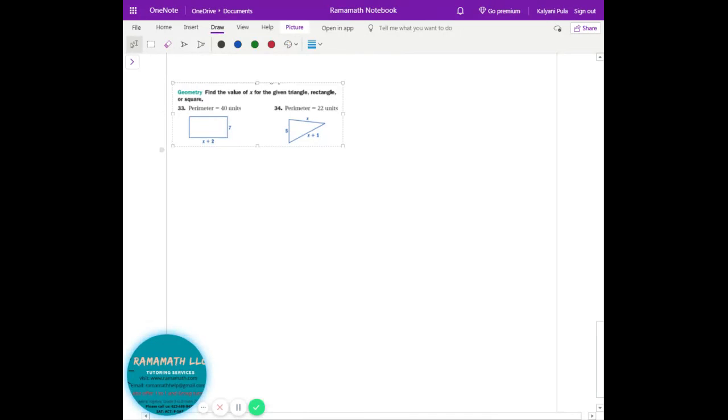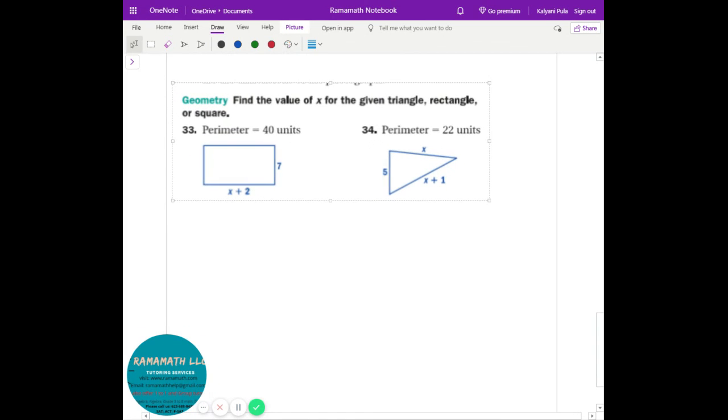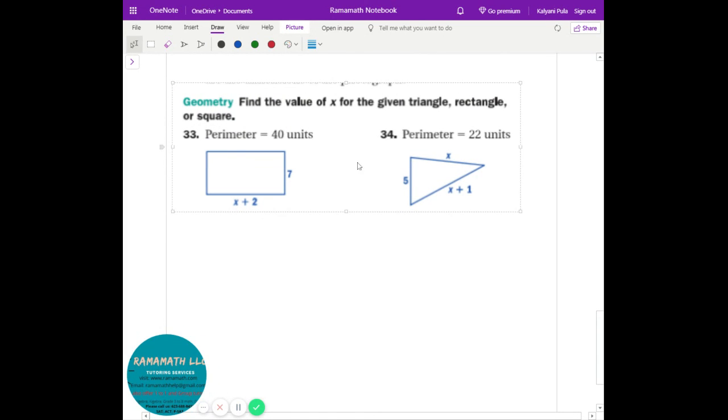So the next one, we're going to do an application problem. Application to geometry. Find the value of x of the given triangle, rectangle and square. The perimeter is given to you. They give you the sides. So let's figure out what could be the x value. In the rectangle, you can see opposite sides are the same. If this is x plus 2, then the opposite is going to be x plus 2 also. And this is 7, that is also 7.